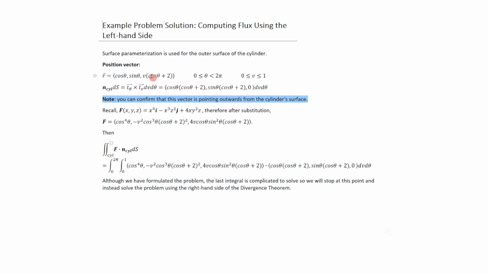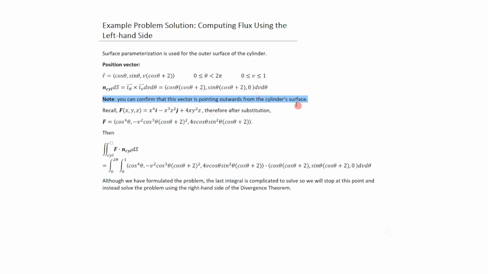All right. Okay, so for the cylindrical surface, we would just compute t theta cross tv, dv d theta. And so the t theta cross tv, you can go through that computation. You'll end up with an expression that looks like this. At this point, I leave some of these detailed calculations to you to convince yourself that this is what you end up with. You can also confirm that this vector is pointing outwards from the cylinder surface, which it should be.